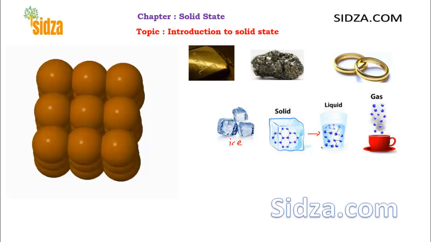And when it converts into liquid, we can further heat it and then it goes into the gaseous state. So the same substance, like here we have H2O, can exist either as a solid, a liquid or a gas, depending on the temperature.